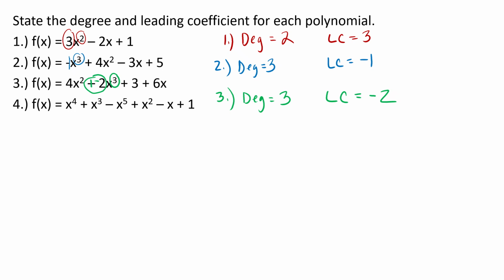Last but not least, this one is also not in standard form. And so we have to go through and find the highest exponent, which appears to be a 5. And the leading coefficient, this one kind of combines the best of both worlds. That's going to be a -1.